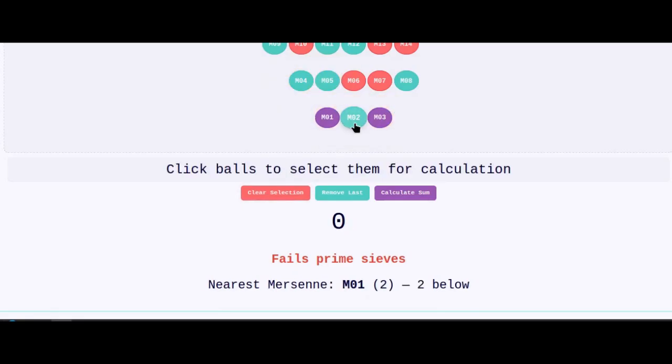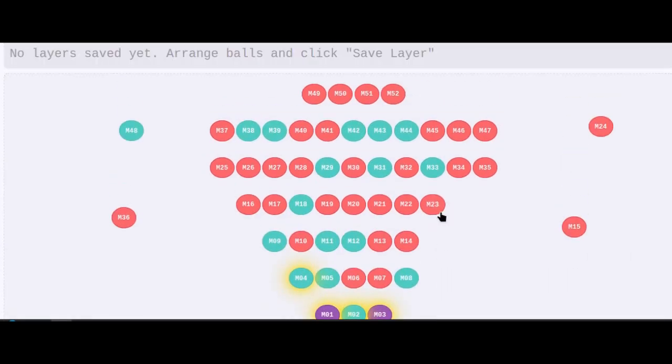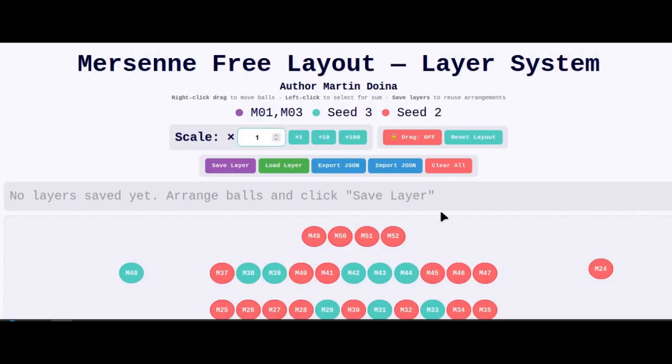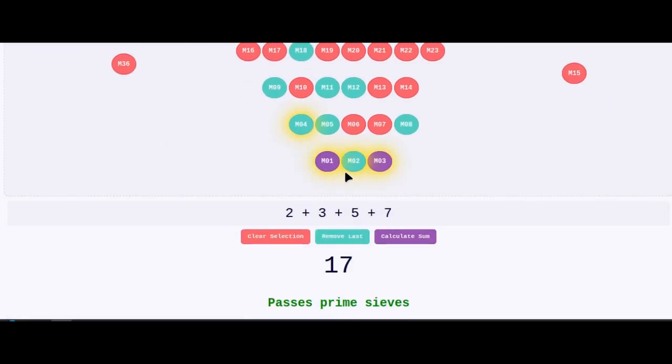If we can express M52, 136,279,841, as some combination of M01 through M05, and if every new exponent follows the same pattern as the previous ones, then we've found the hidden structure of Mersenne numbers. The geometry helps us see which exponents are close to each other, which form natural groups, and which distances repeat across the entire set.